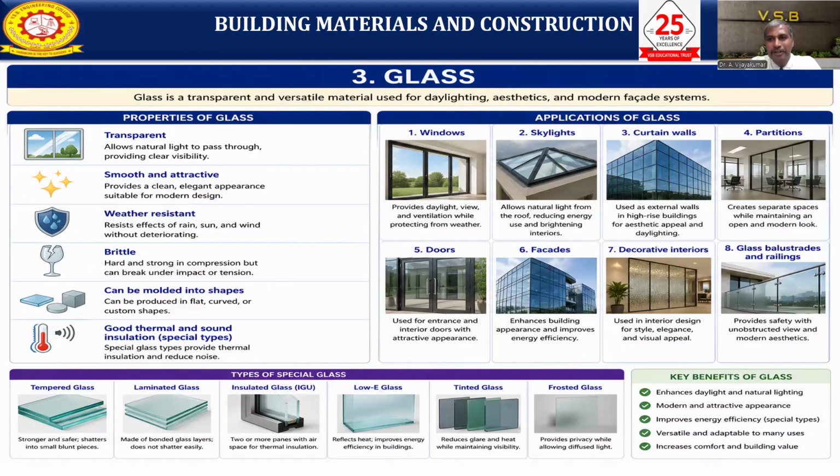Next is brittleness. Yes, a disadvantage we can mention is that it is a brittle material and breaks easily. It is hard and strong in compression, but it can break under impact or tension forces. It can be molded into shapes: flat, curved or custom shapes can be produced. It also gives good thermal and sound insulation; insulated glass types provide thermal insulation and reduce noise. These are the main properties of glass.